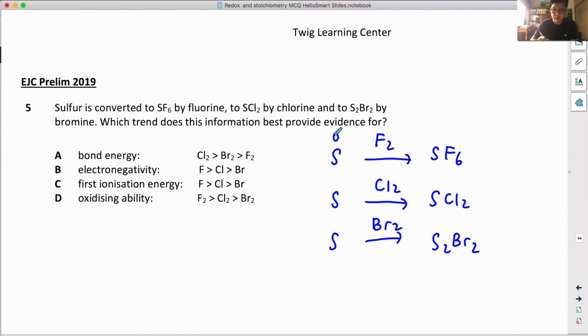You can see that the oxidation state of sulfur is changed from 0 to +6 here, this one is from 0 to +2, and this is from 0 to +1. So fluorine actually managed to change the oxidation state of sulfur from 0 to +6, and bromine only managed to change it from 0 to +1. Which means fluorine is the strongest oxidizing agent compared to chlorine and then bromine. So that's why the answer has to be D. Let's move on to the next question.